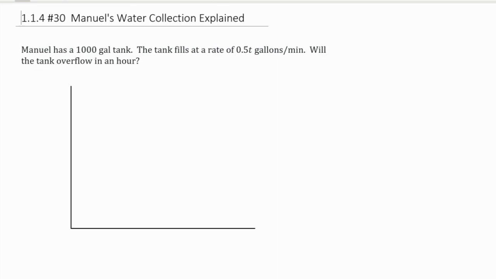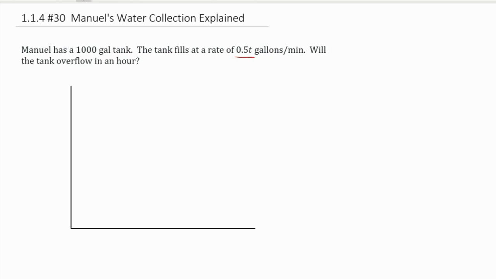I just wanted to go over this problem, 1141-30, because I know that it causes some slight confusion in students. So it's about Manuel. He has a 1,000-gallon tank, and the tank fills at a rate of 0.5t gallons per minute. Will the tank overflow in an hour?